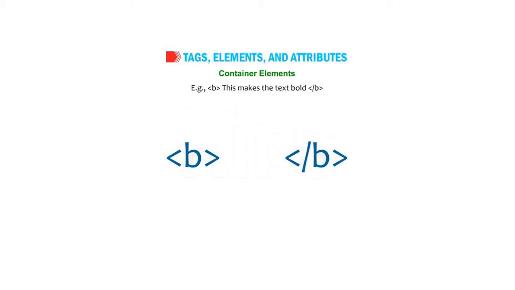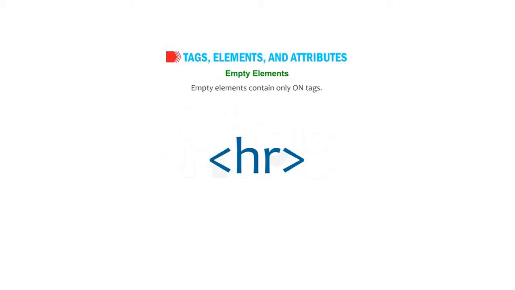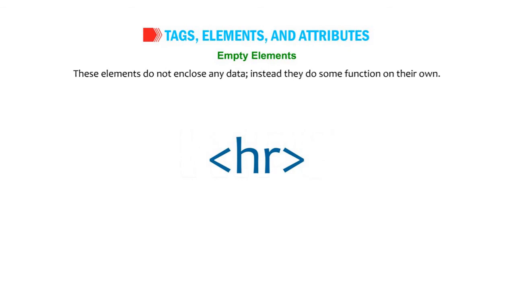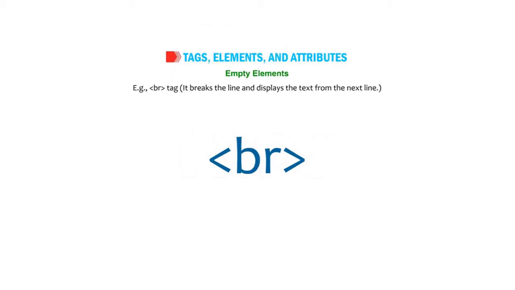Now, next is empty elements. The empty elements contain only on tags. They do not have off tags. These tags do not enclose any data. Instead, they do some function on their own. For example, the br tag. It breaks the line and displays the text from the next line. See, br is an empty element.